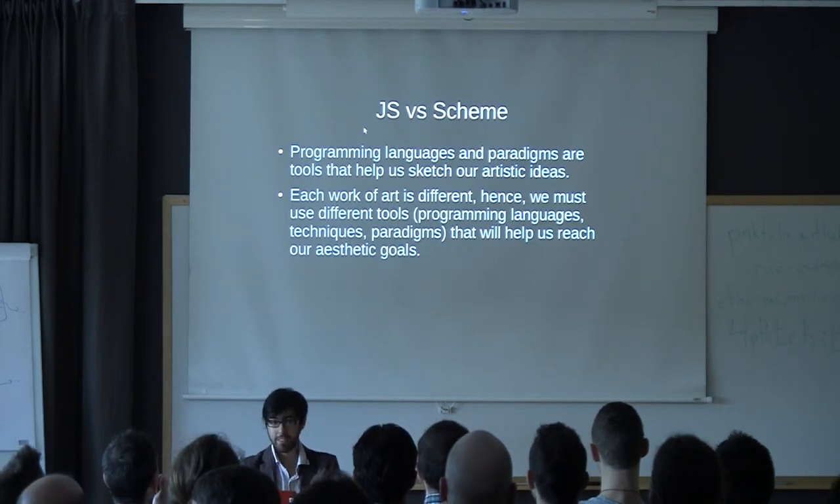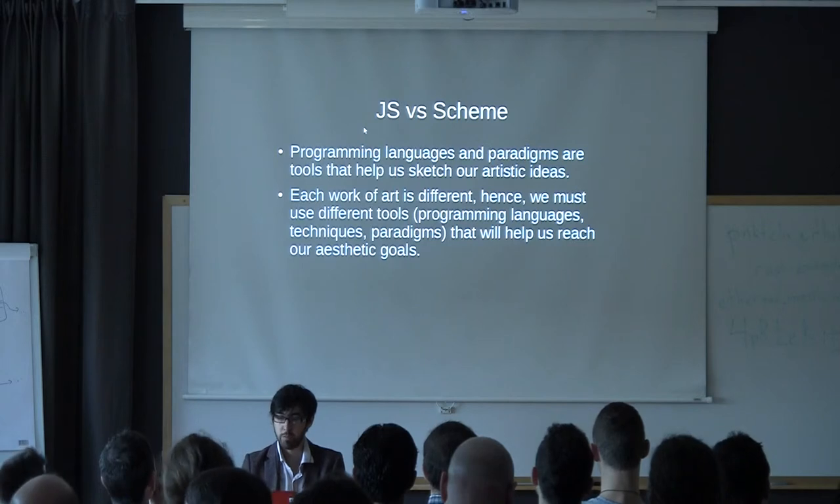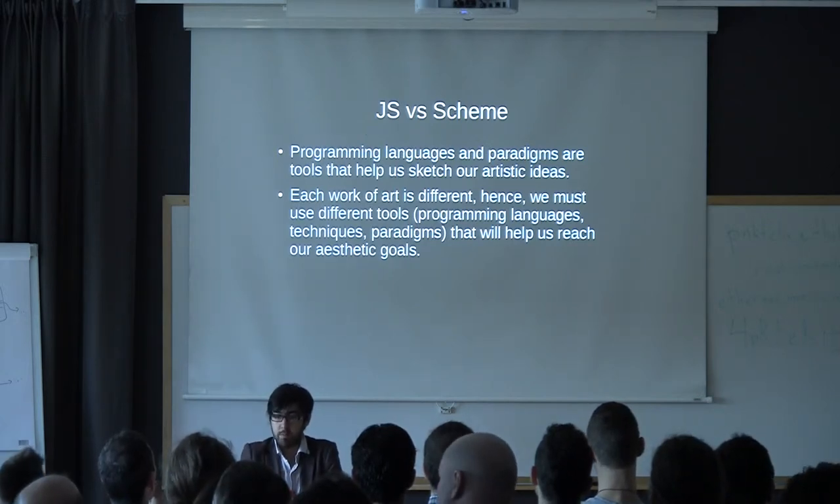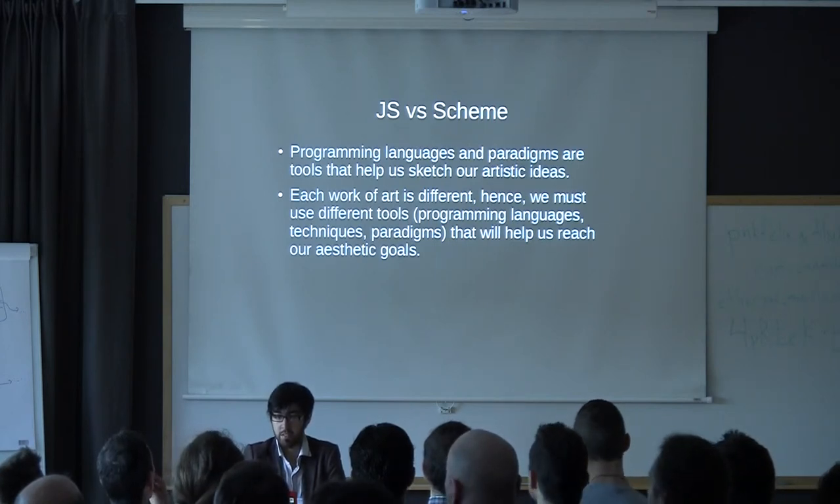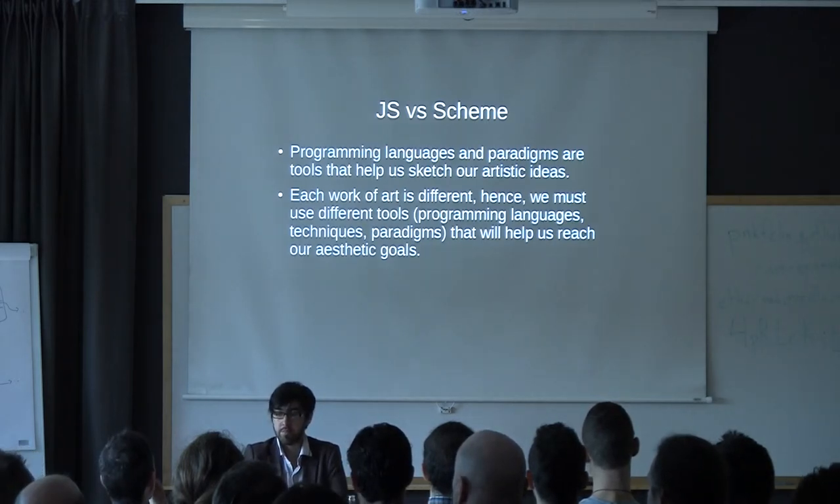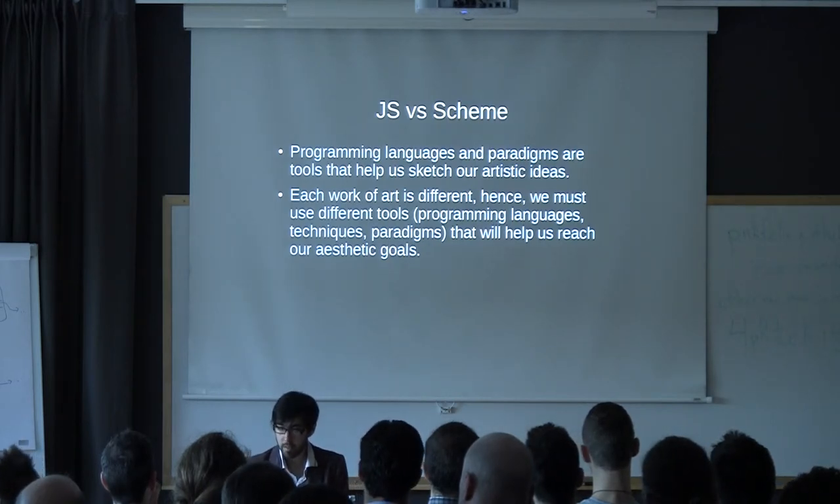JavaScript versus Scheme is more like object-oriented programming versus functional programming. Programming languages are just our tools that help us sketch our ideas. For each work or part, it's different, and you must use different tools. This means that it depends on what you want to do. You have a right tool for doing it. This applies to technique and art.